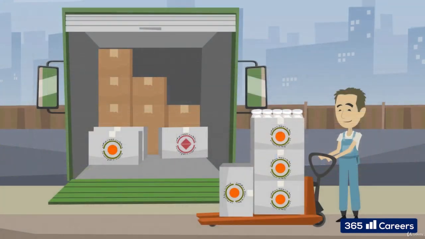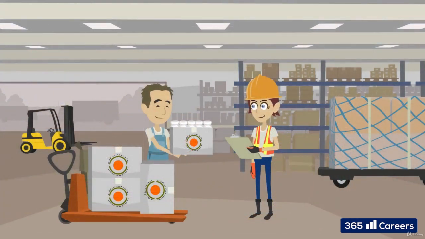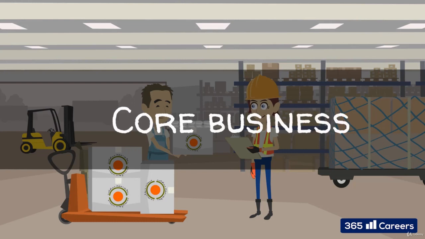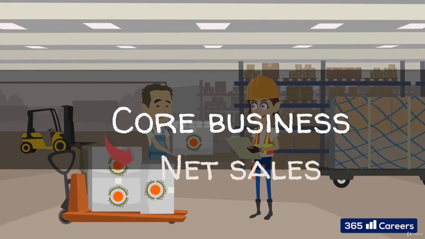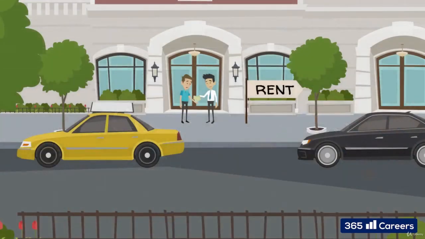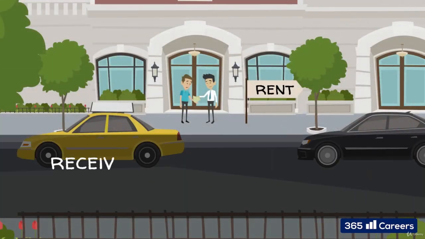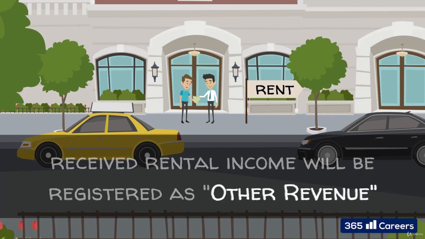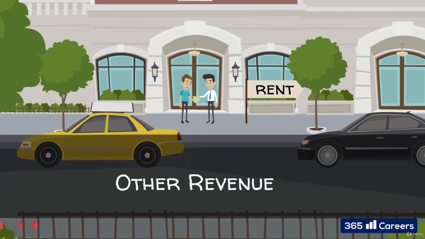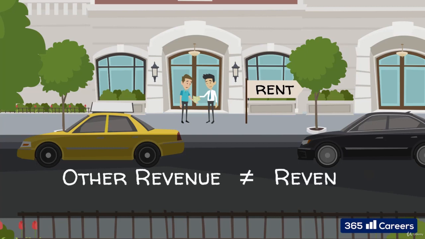When the company sells milk and cheese daily, it registers sales, right? Its clients, the supermarket chains, have to pay for the goods they have received. This is the firm's core business, and the sales made this way will be registered as net sales. The company also rents out a real estate property it owns and receives rental income, which will be registered as other revenue, because this isn't part of the firm's core business.